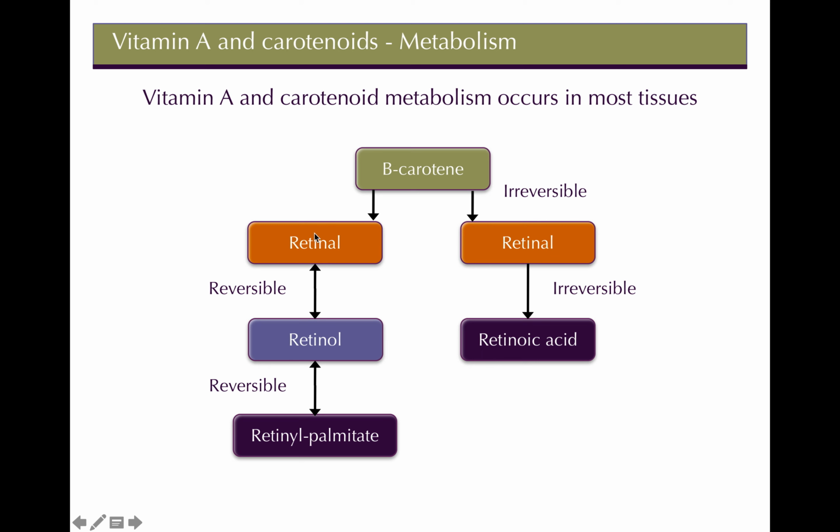The other fate of those retinals can be that it becomes retinol. So this is a reversible reaction, so the body could easily transform these two things back and forth. And then retinol can then become retinol palmitate. So just remember, beta carotene becomes two retinals, retinal can become retinoic acid, or retinal can become retinol and then into retinol palmitate. And these are the reversible ones.